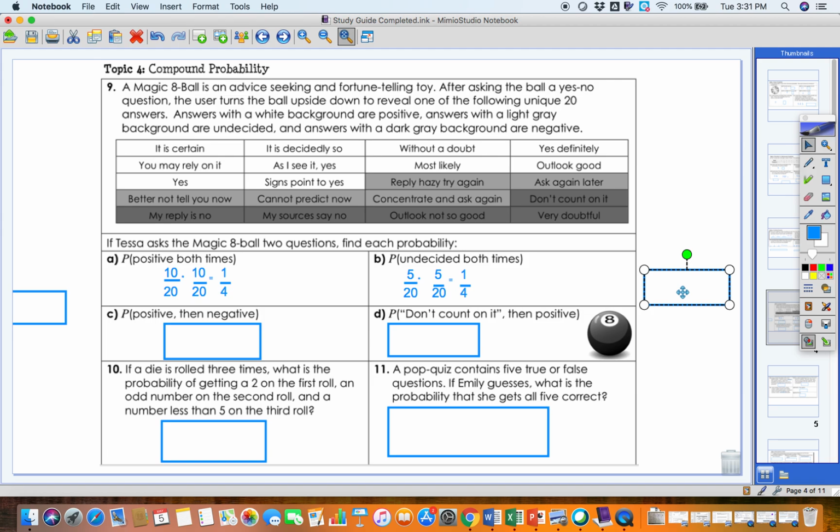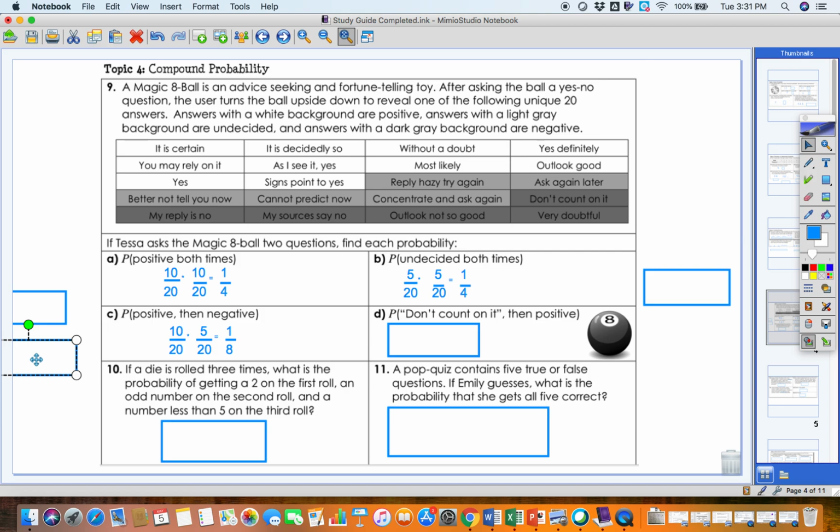Then on C, we want the probability that it's going to be positive, and then the probability that it's going to be negative. The probability that it's going to be positive is 10 out of 20, and the probability that it's going to be negative is 5 out of 20. When you multiply those together, you get 50 out of 400, which simplifies into 1/8.